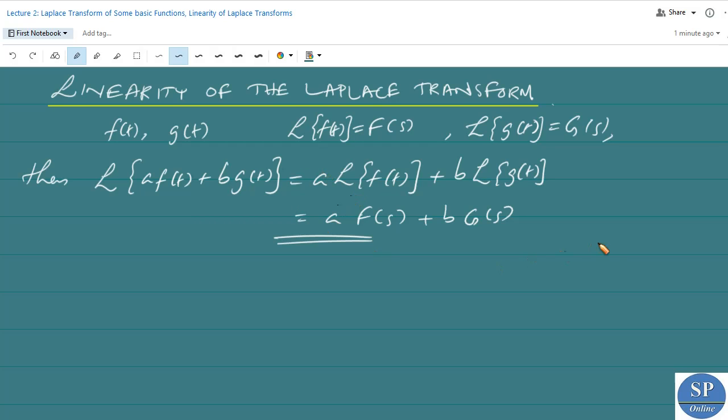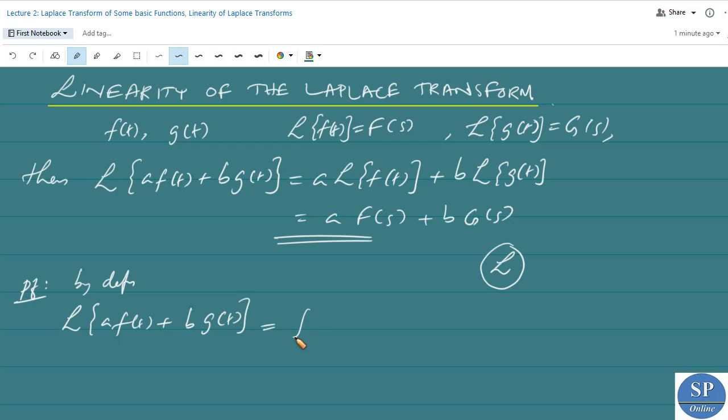From this we can say that the operator L is a linear transformation. L is a linear transform. Now, to prove this, we can just apply the definition of the Laplace transform. So, by the definition, we have L of a into f of t plus b into g of t is nothing but integral 0 to infinity e power minus st into our function, which is a f of t plus b g of t, dt.